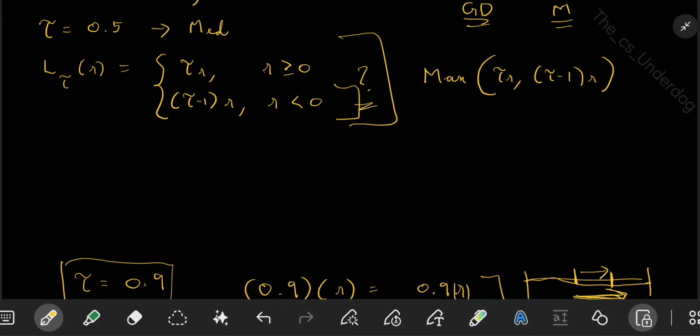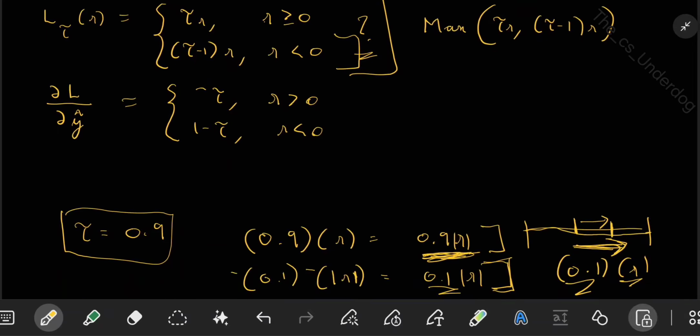You want to find del L by del y cap. That is, with respect to the prediction, you want to find the gradient. So what is the value of this gradient? This will be minus tau whenever r is greater than 0 (r equal to 0 won't be there). Then 1 minus tau will be the value whenever r is less than 0. How did I get these values? It is simply an application of the chain rule. So I'll just show that as well.